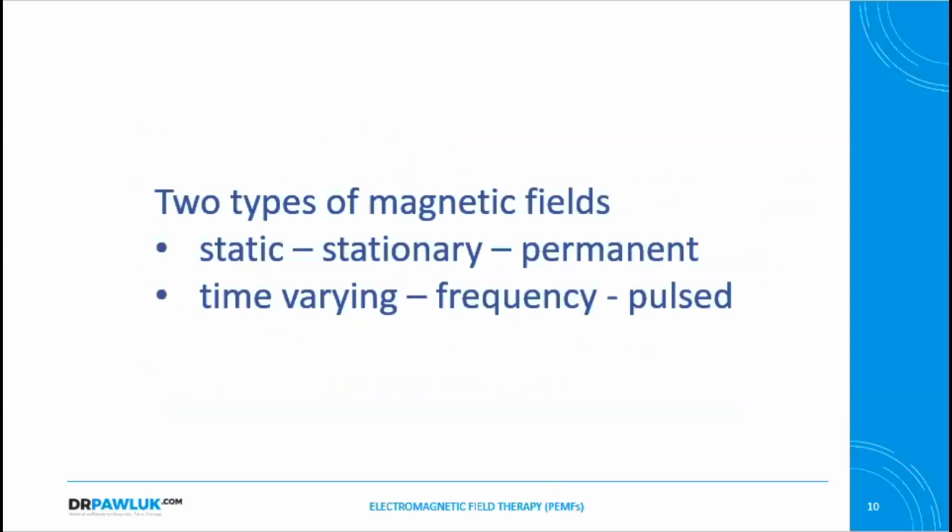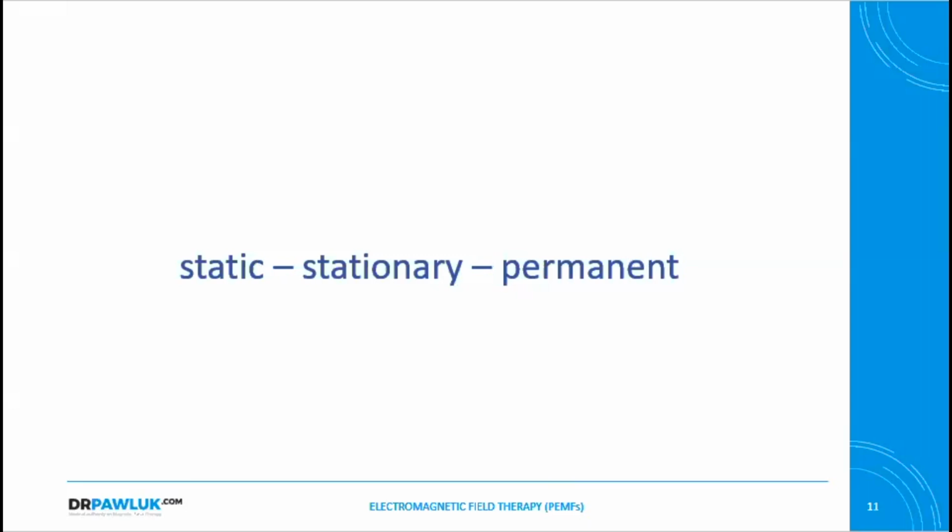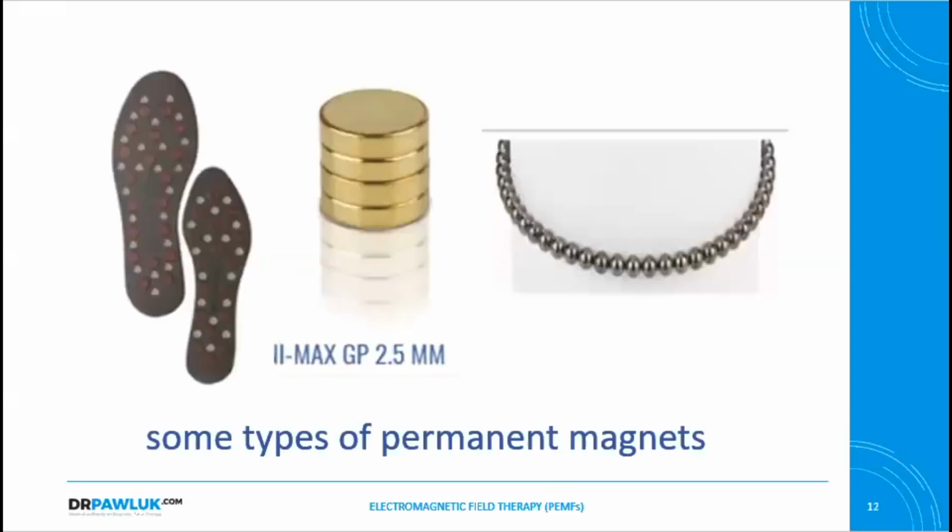So there are two types of magnetic fields: static or stationary or permanent magnetic fields. They're like, say, the fridge magnets or horseshoe magnets or bar magnets. And then there are time varying or frequency or pulse magnetic fields. Time varying means that the field changes over time. That then can be described as a frequency, which we'll get into in a second. Static, stationary, or permanent magnets include shoe inserts, little disc magnets, even magnetic necklaces and bracelets.